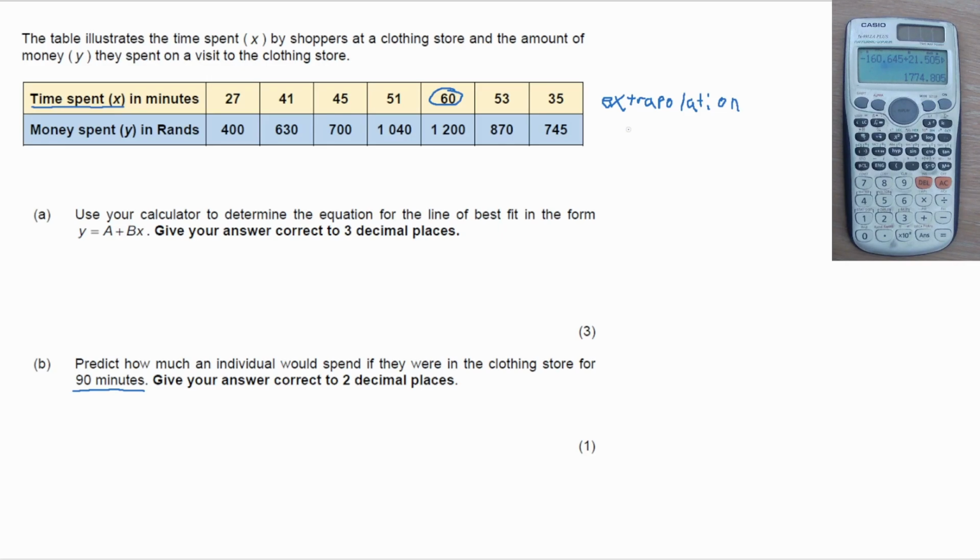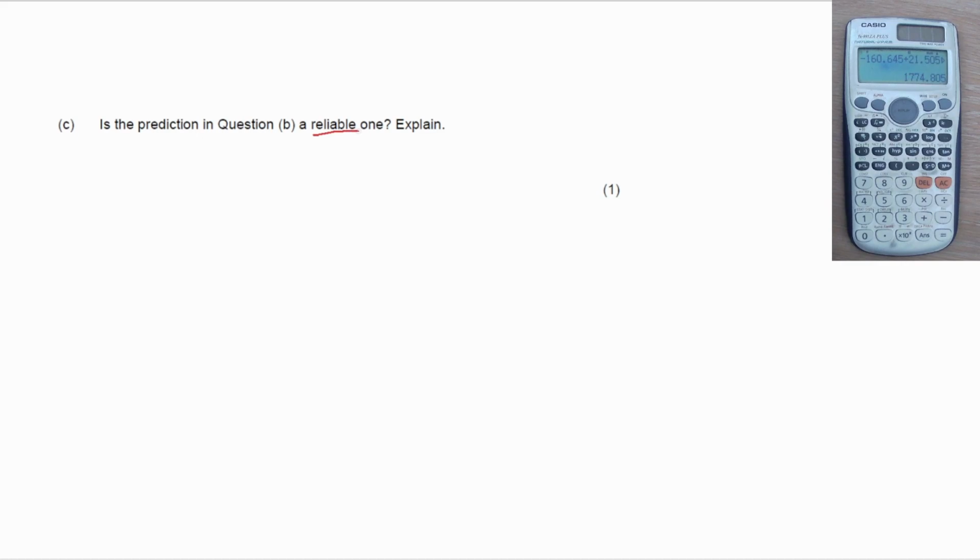Okay, so we know now that we are extrapolating. And what do we know about extrapolation? Let's have a look at the question. We need to decide, is the prediction a reliable one? Because remember that 90 is outside the data range. So we need to think, is extrapolation a reliable prediction? And we can argue here that extrapolation is not a reliable prediction. And the reason for that is, again, we're outside the range, so we're extrapolating. So it is not that reliable. And I say here, explain. So you can't just say it's extrapolation, you would have to explain how the extrapolation is outside the data range and it can be unreliable.